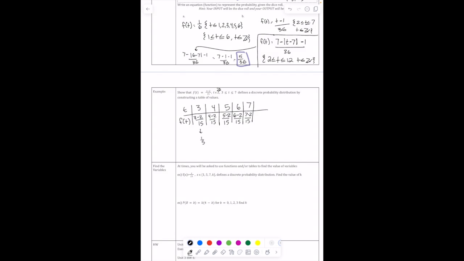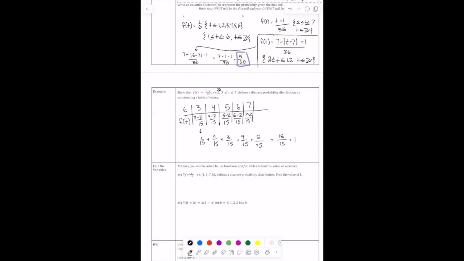So 1/15, and then we'll have 1/15, 2/15, 3/15, 4/15, and 5/15. Do they add up? Okay, 1 plus 2 is 3, plus 3 is 6, 7, 8, 9, 10, 15. Okay, yeah, we're good. So that equals 15 over 15, which equals 1.